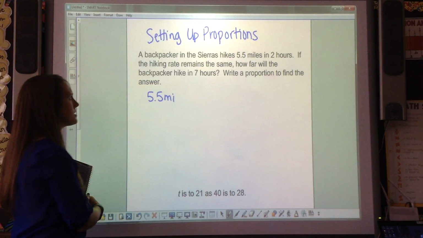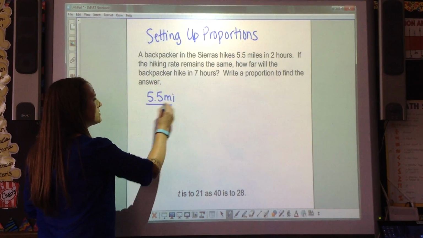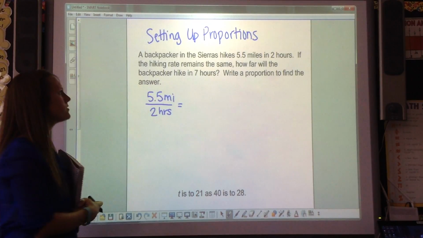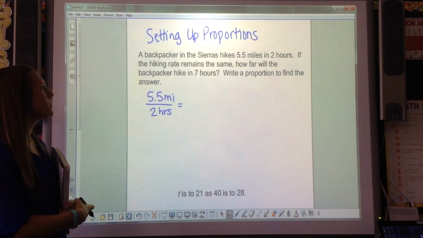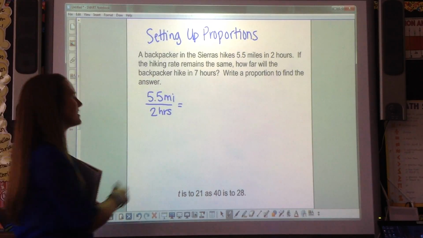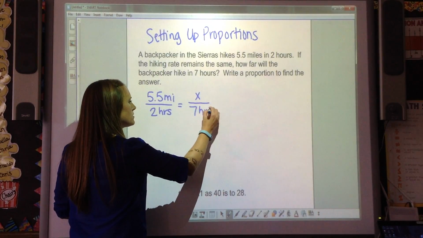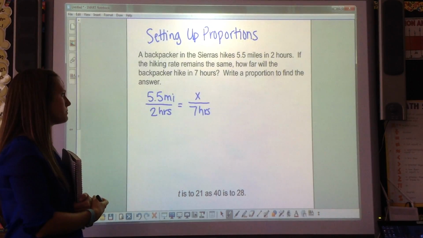So my first sentence says a backpacker in the Sierras hikes 5.5 miles in 2 hours. My other ratio also has to be miles over hours. If the hiking rate remains the same, how far will the backpacker hike in 7 hours? We're trying to find how far they go in 7 hours. Very important that you keep that order. It's not going to work otherwise.